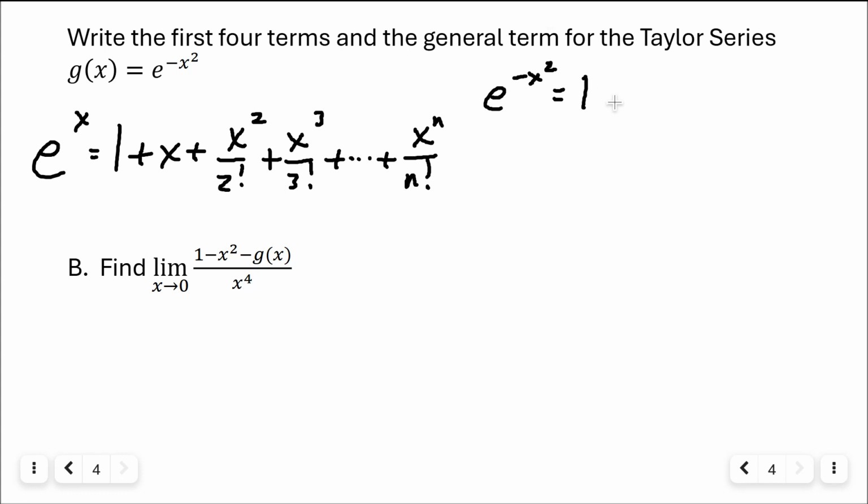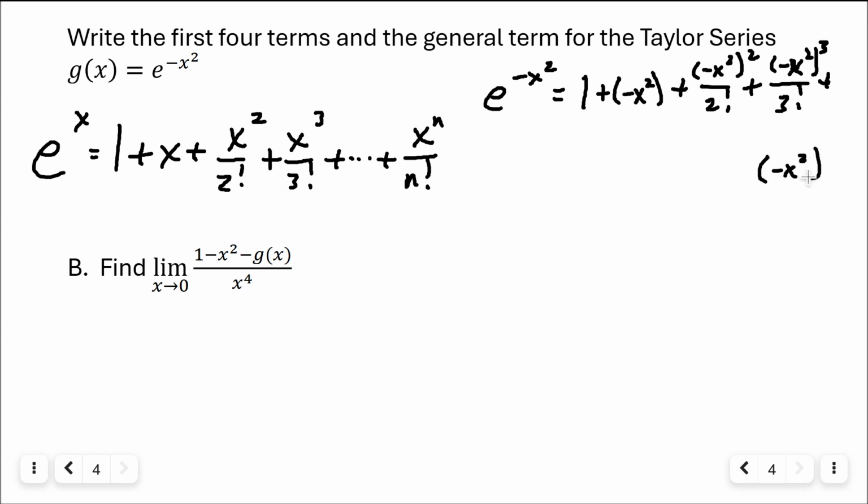So let's do that. It's going to be 1 plus negative x squared, plus negative x squared over 2 factorial, plus negative x squared cubed over 3 factorial, and then my general term is negative x squared to the n over n factorial.